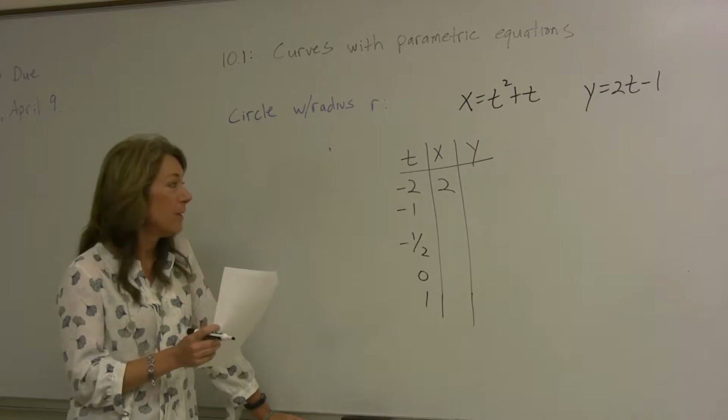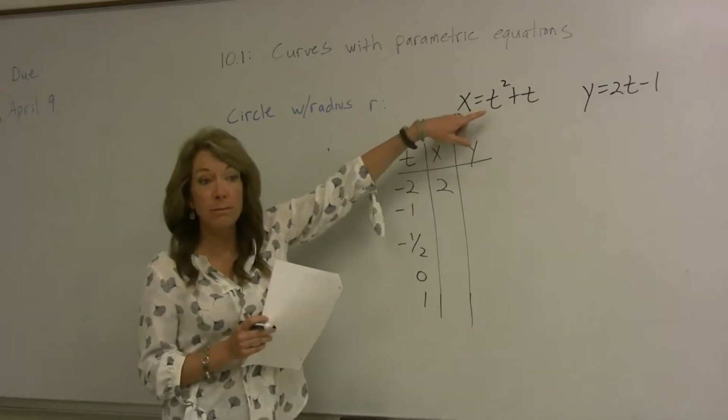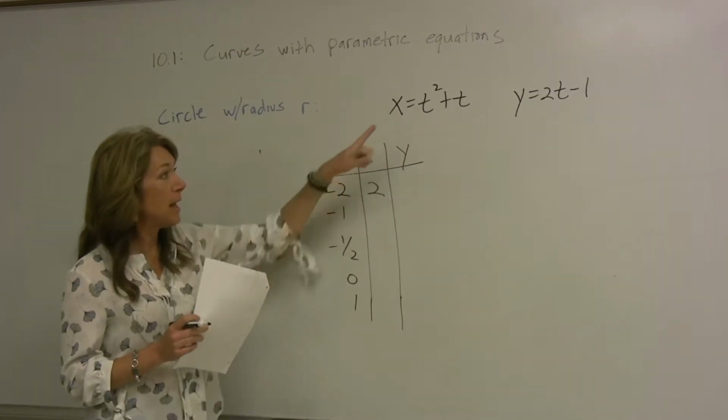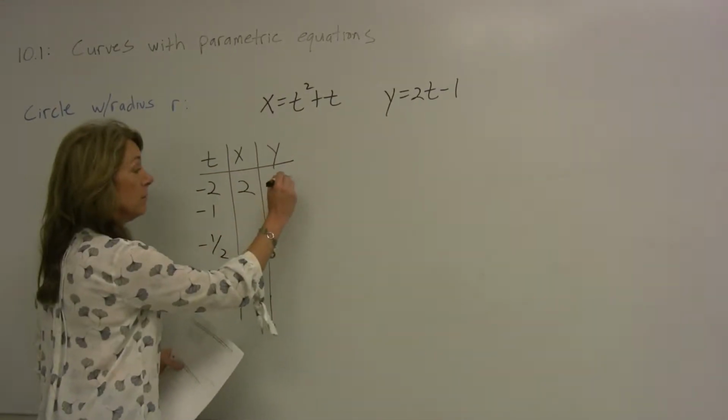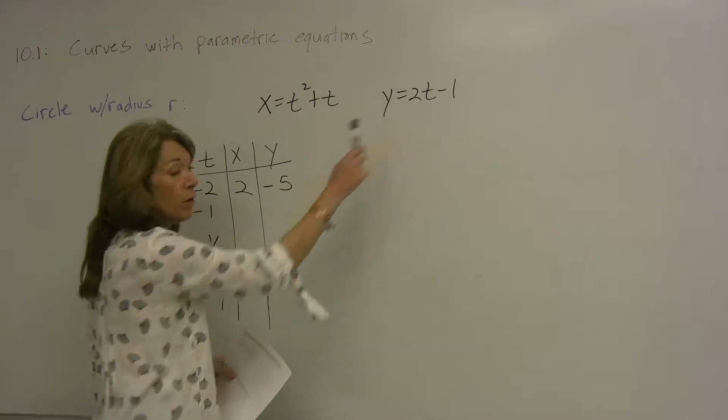We're good now? Okay, but I plugged in minus 2 into here. Now I'm going to plug minus 2 into there. And I get minus 5. Minus 4 minus 1.